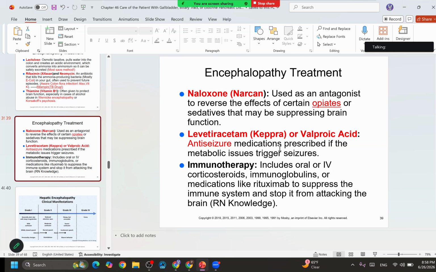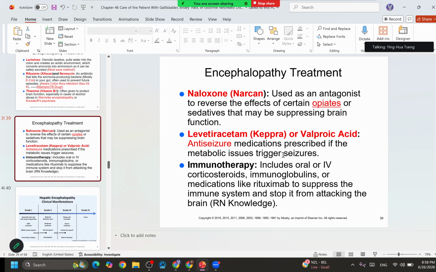Okay. Another thing is because the liver cirrhosis patient's ammonia level is high, it's going to trigger the brain to have a seizure. The brain is going to have a seizure because the ammonia is high. So that's why we give the anti-seizure medication. Well, Keppra, you know it already. This is a very famous medication we learned before. So this is valproic acid. So this is the IV medication.